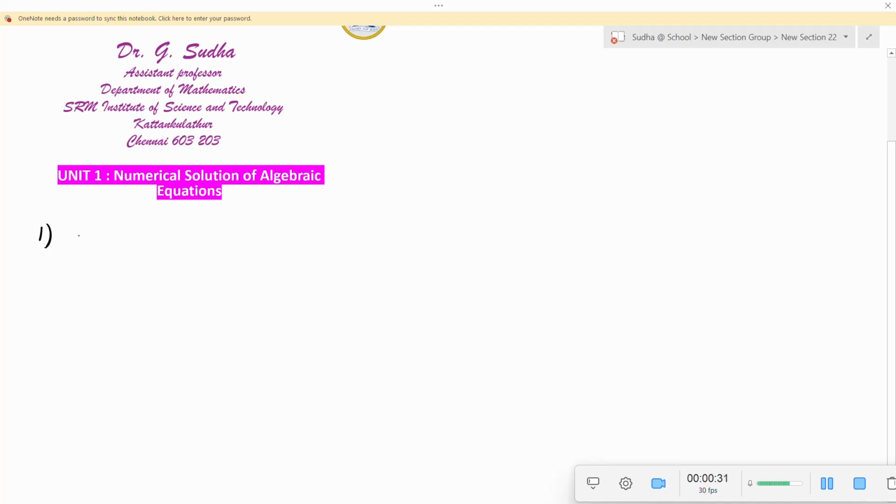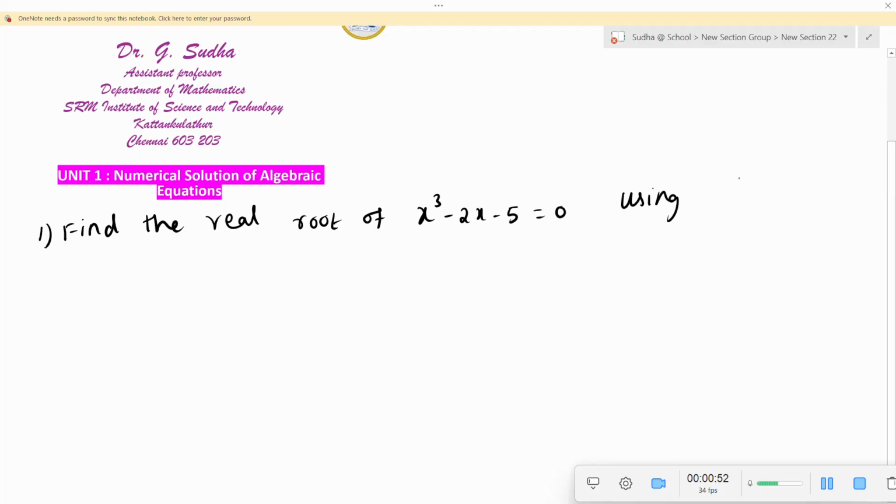Find the real root of x cube minus 2x minus 5 equal to 0 using Newton-Raphson method.